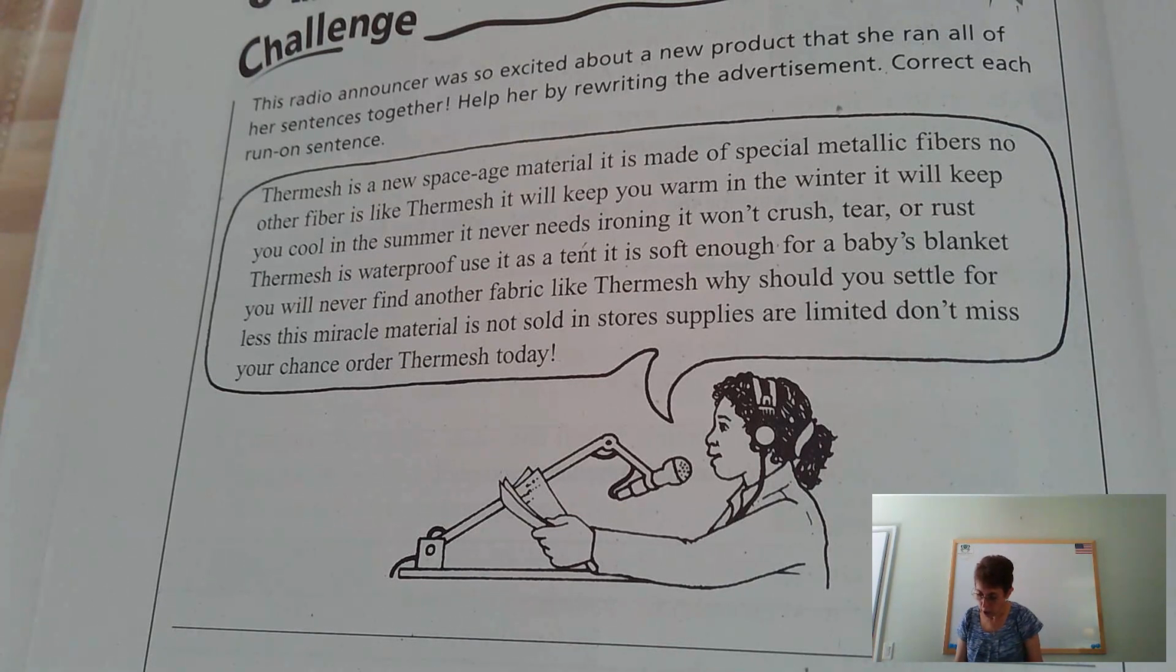Let's take a look. Thermish is a new space-age material. It is made of special metallic fibers. No other fiber is like Thermish. It will keep you warm in the winter. It will keep you cool in the summer. It never needs ironing. It won't crush, tear, or rust. Thermish is waterproof. Use it as a tent. It is soft enough for a baby's blanket. You will never find another fabric like Thermish. Why should you settle for less? This miracle material is not sold in stores. Supplies are limited. Don't miss your chance. Order Thermish today.